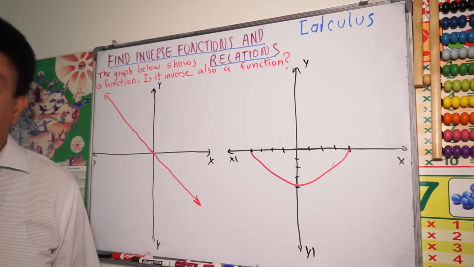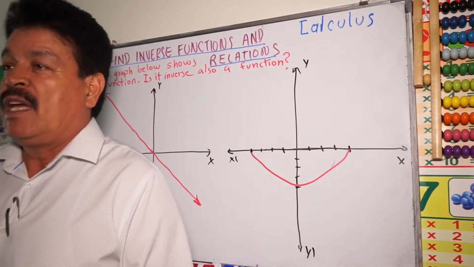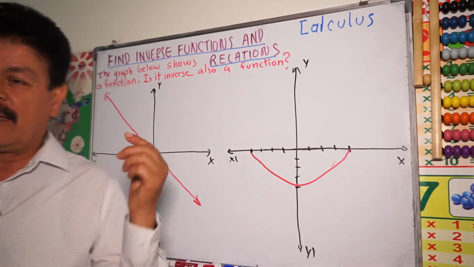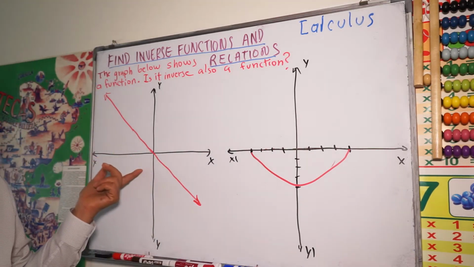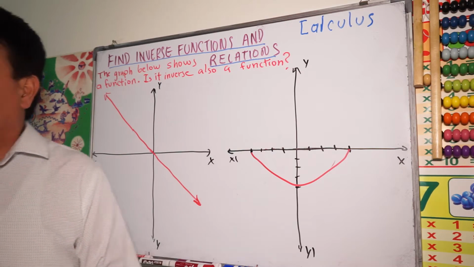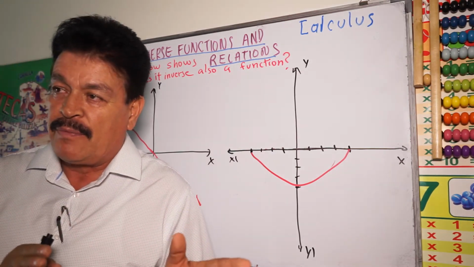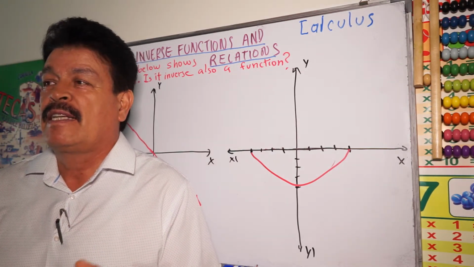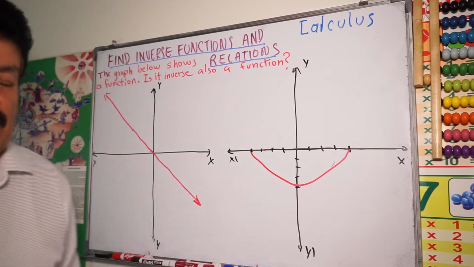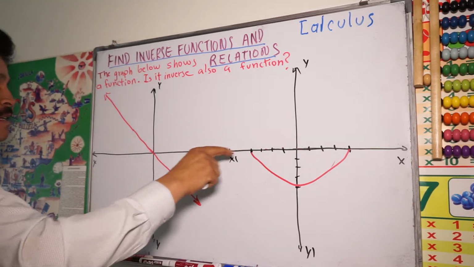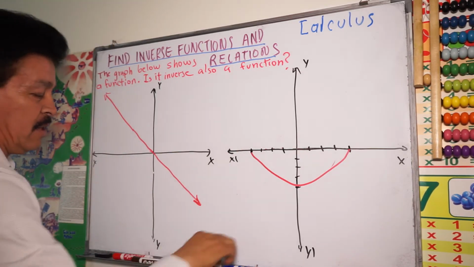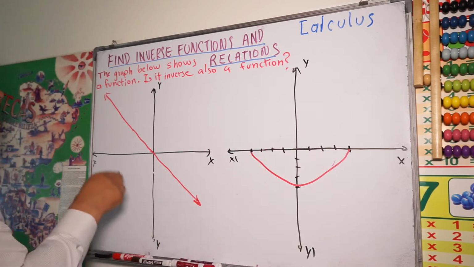To know that, this is very important. If a horizontal line intersects this function in more than one point, then its inverse is not a function. The horizontal lines, you trust horizontal lines. Look at this. I'm going to do that. The horizontal lines like this.